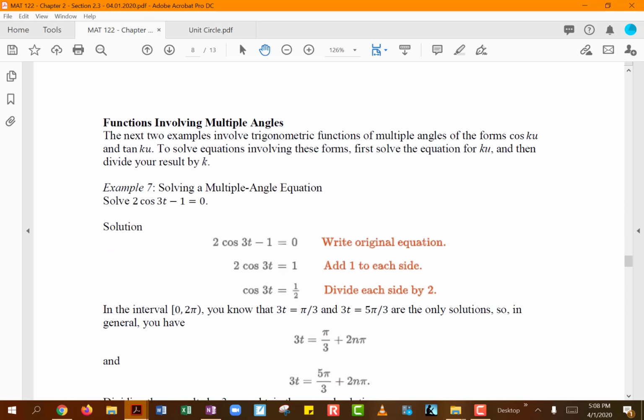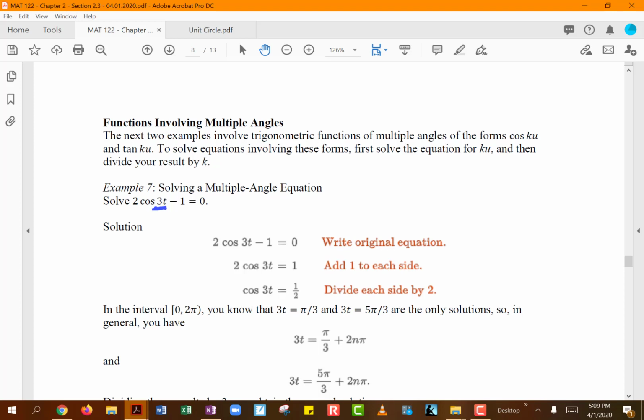Alrighty, let's look at this example over here. Now this is talking about functions that are involving multiple angles. So when we're talking about multiple angles, you can see right here in your example, that means you have cosine of 3t. So they're not just giving you cosine of x or cosine of theta. They're actually now multiplying it with a constant term. So instead of just giving you cosine of t, they are now giving you cosine of 3t. That's what we're calling multiple angles.